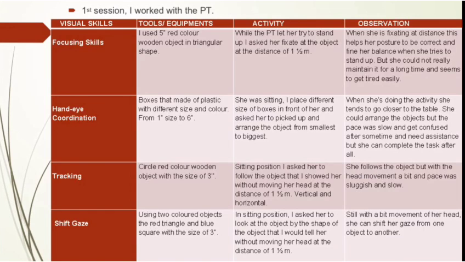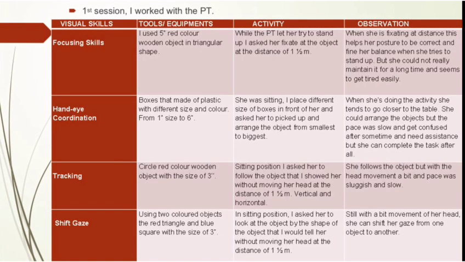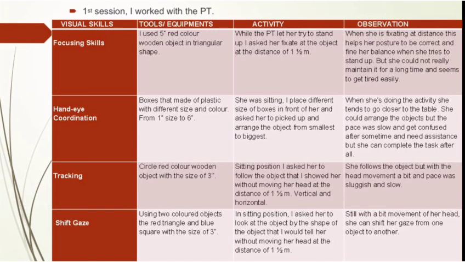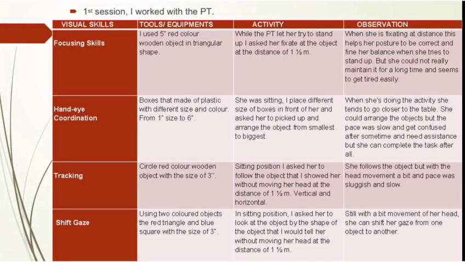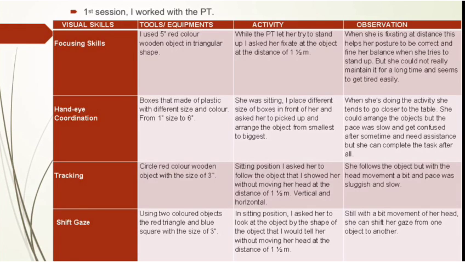For the first session, I worked together with the PT since the PT wants her to stand up and correct her posture. So I first did her focusing skills with the use of a triangular shape. While the PT let her try to stand up, I asked her to fixate at the object at a distance of 1.5 meters. For the observation, while she is fixating at the distance, this helps her posture to be correct and find her balance when she tries to stand up.